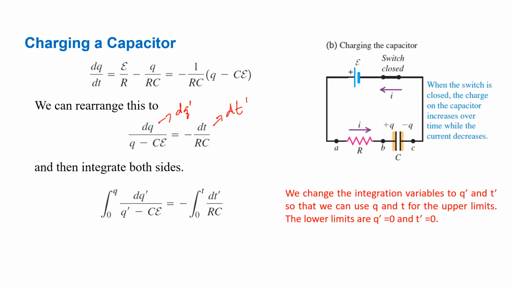That is here. You have these equations integrating. Your lower limit is from 0 to Q. That is when the charge is equal to 0, and then when your charge is equal to Q. And then on the other side, you integrate from time equals 0 to any time t. So we can now solve this one, integrating both sides.